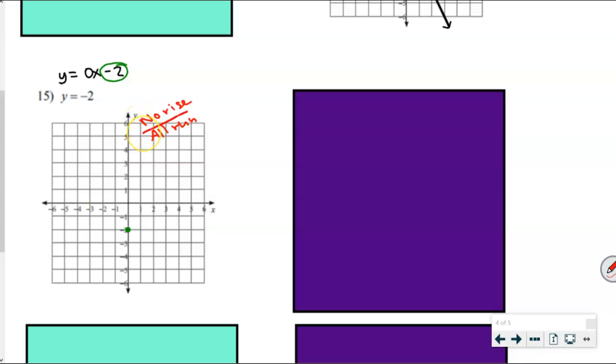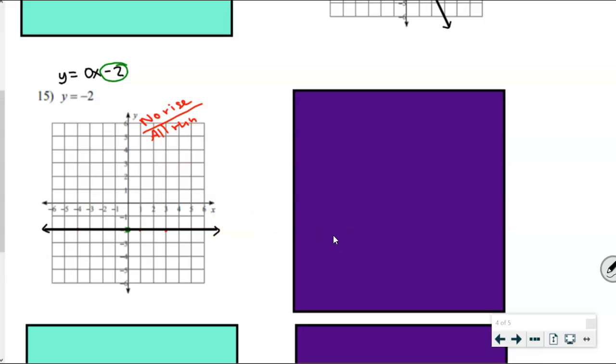No rise and all run, which means, am I rising at all? No, am I running? Yes, always running. And so, up 0 over 1, or maybe up 0 over 3, or maybe up 0, back 4. All run and no rise. Finish that up with some arrows.